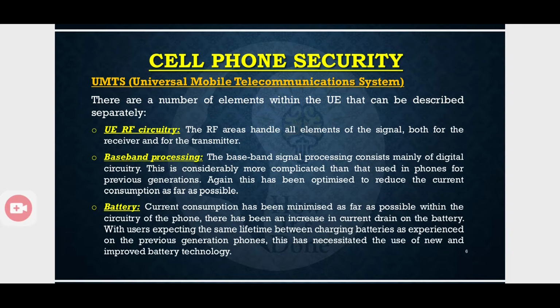Battery is there for a user equipment, that is for current consumption minimization. And the baseband signal processing is also done by using a digital circuitry. So these are the main three components of the user equipment.